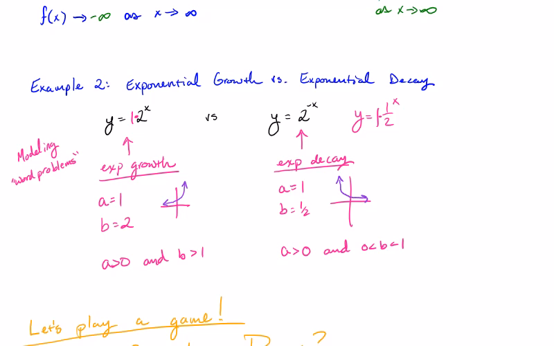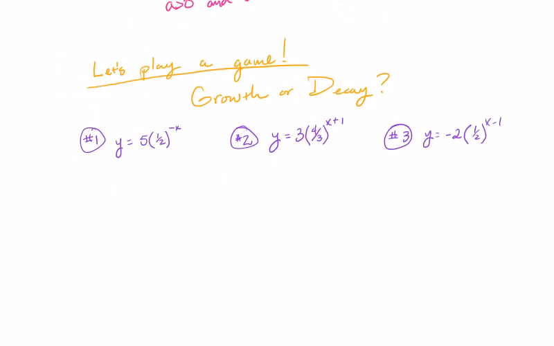All right, so we're going to play a game. Let's play a game. It's just growth or decay, or I guess you could say neither of the two. So if you want to play the game on your own, hit pause right now. Decide if these are exponential growth or decay. I'll give you a second. 1, 2, 3. All right, cool. Hopefully you hit pause at some point and you decided whether these were exponential growth or decay. Here are the answers. Ready?